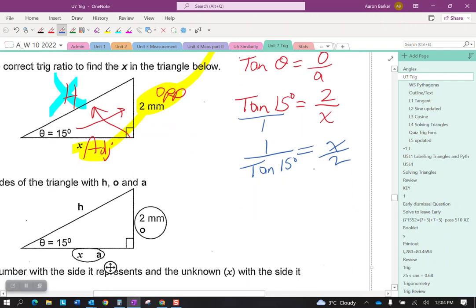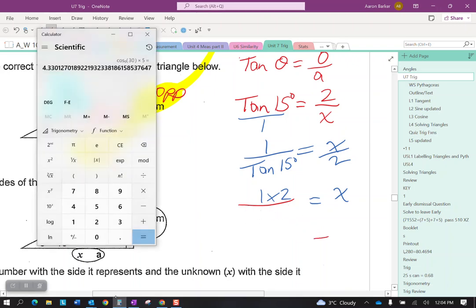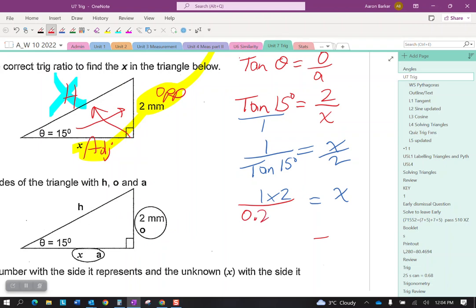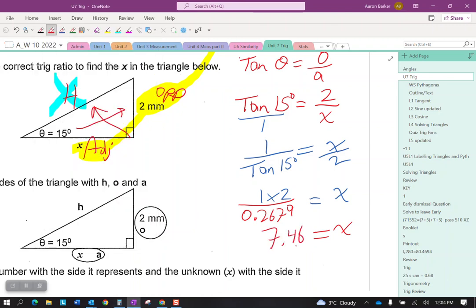Now, you guys might like the decimals. But instead of dividing by 2, we bring it up and multiply by 2. So we times it by 2. We got 1 times 2 divided by tan 15 degrees. I'll change that to a decimal: tan 15 is 0.2679. Then on my calculator, 1 times 2 divided by 0.2679 is 7.46. Round to 1 decimal, 7.5.